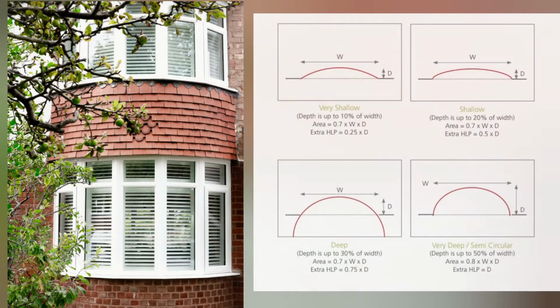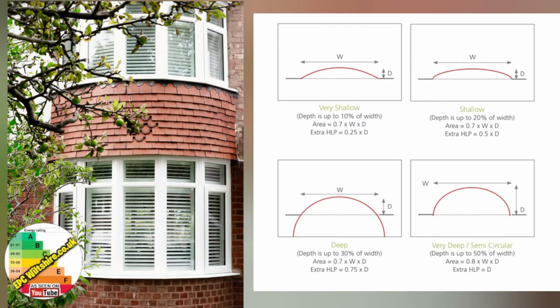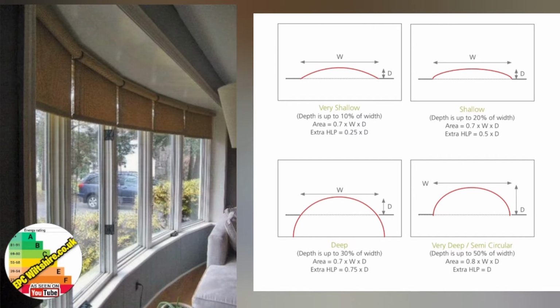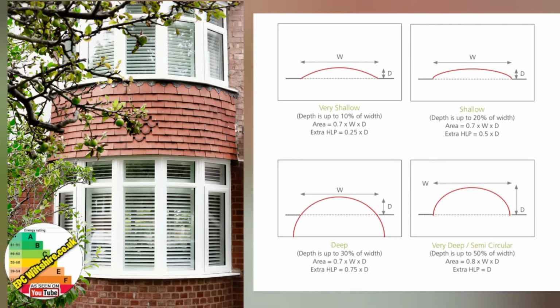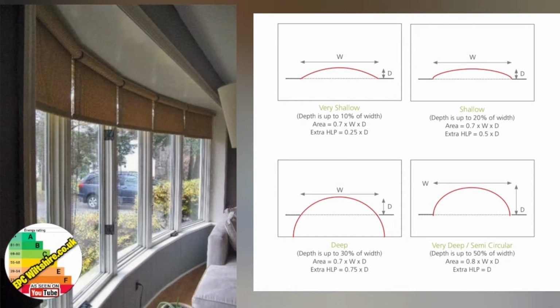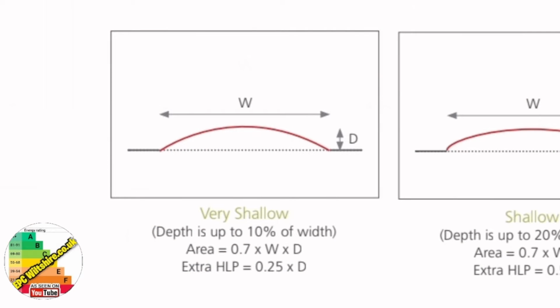In this video we're going to be talking about curved bay windows and calculating the meters squared. There are four types of curved bay windows: very shallow, shallow, deep and very deep, stroke semicircular. The difference between these is a very shallow curved bay window has the depth up to 10% of the width.